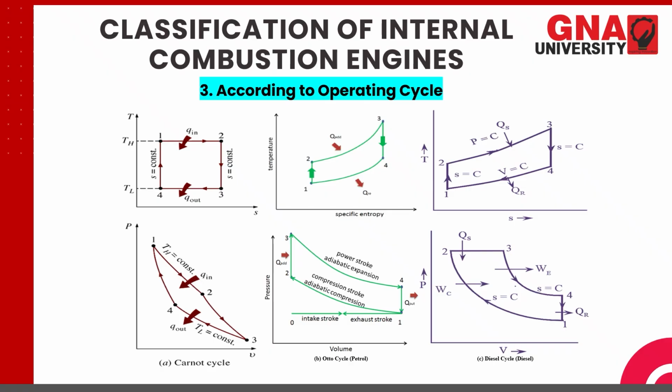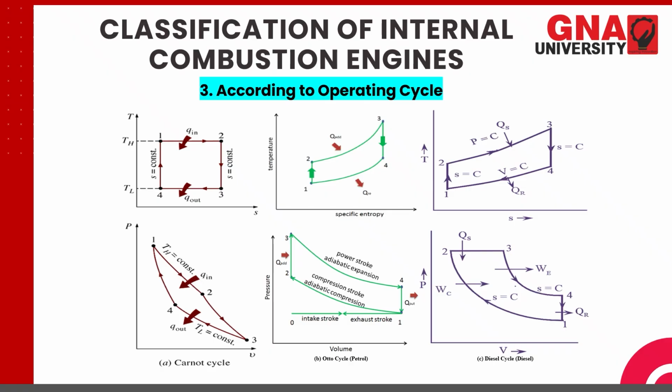Since 1 to 2 is isentropic or adiabatic, S1 and S2 remain the same. 2 to 3 is heat addition at constant volume, so it is a curve rising upward. Then 3 to 4 is adiabatic expansion, and 4 to 1 is heat rejection at constant volume. Now this was the Otto cycle. This cycle is used for the petrol engine. It is the ideal cycle for the petrol engine and acts as a guideline to its working.